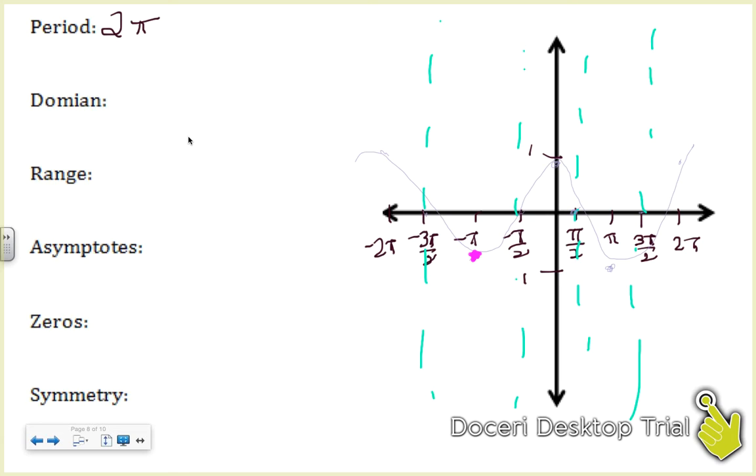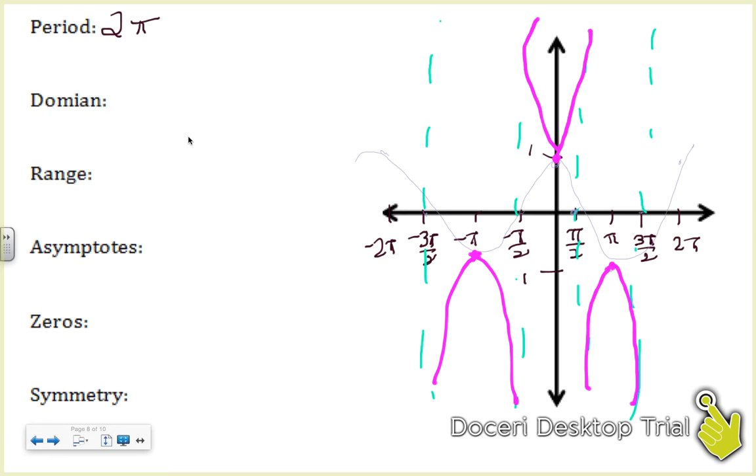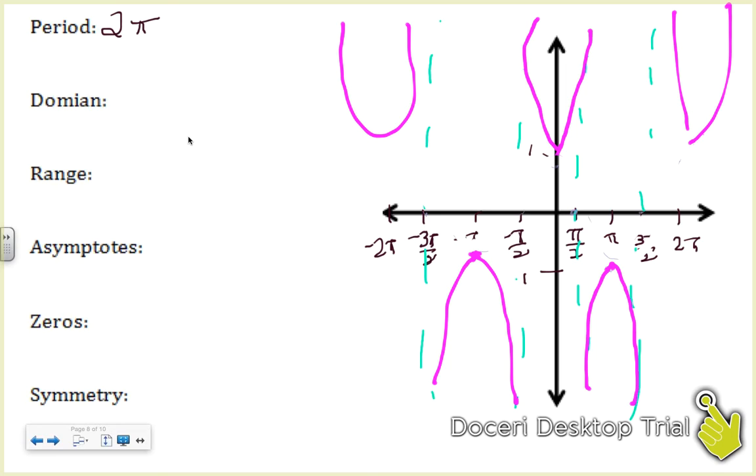What I do is when your hump or your wave is up near 1, you draw a parabola going up. And when it's down, you draw a parabola down. Like so. And then you erase your cosine, because this is what the actual graph is. Okay?